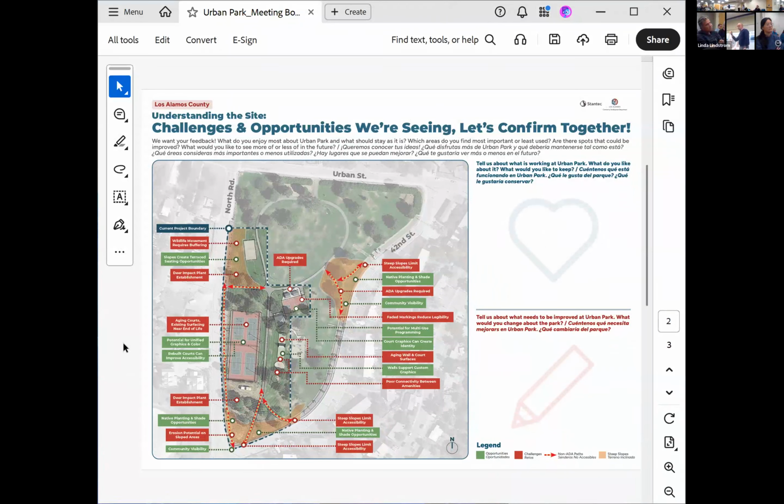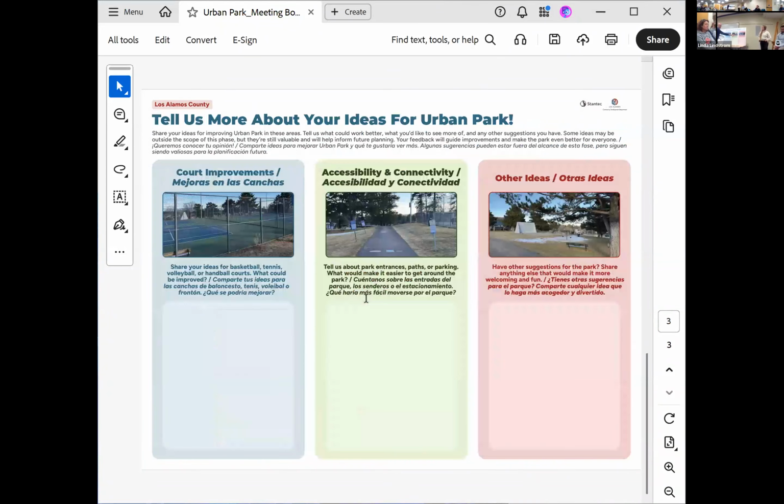We have some interactive areas on this plan itself. At the front, we have some sticky notes and some pens. What we would like you to do is take a look at it and tell us what's working and what isn't. Haley and Noah will also be here to answer questions and walk you through this, and we'll absolutely go through all of it, on the courts themselves, accessibility, and the other ideas that you have for the park.